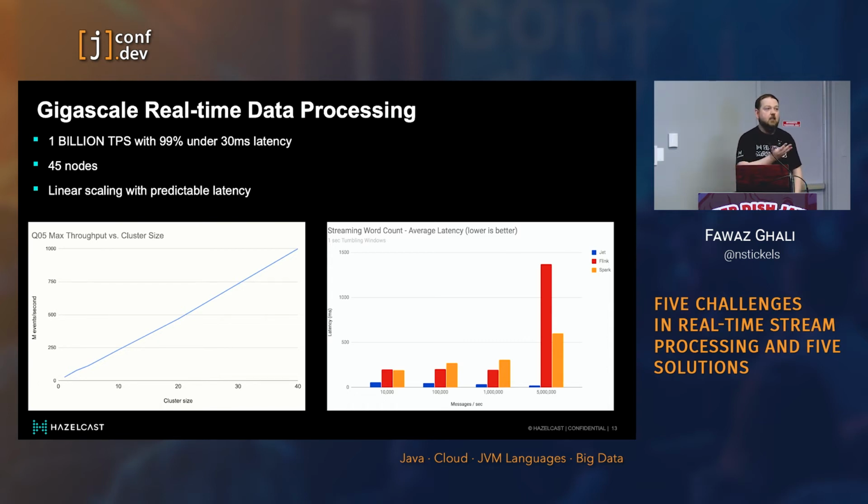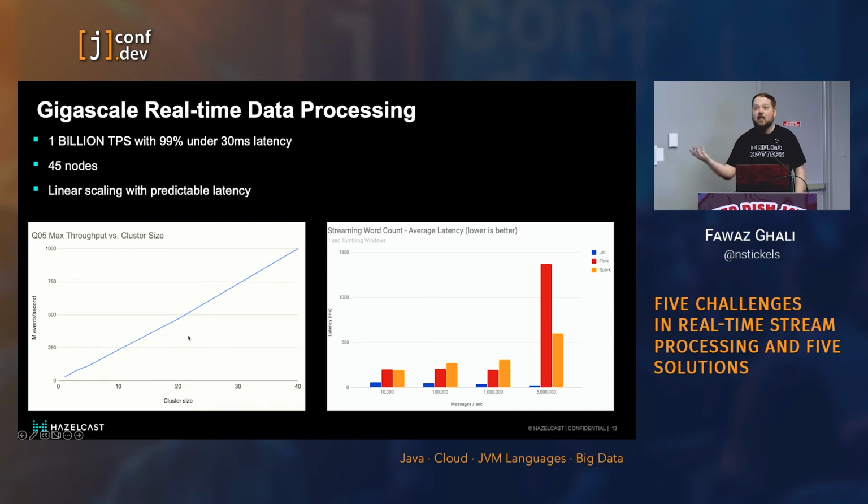They did this on AWS just using C5 nodes, so not massive nodes, right? Kind of your standard size worker node. And they had just 45 of them, and they were able to do 1 billion transactions per second. And it scaled completely linear. And the latency stayed the same as it was scaling.